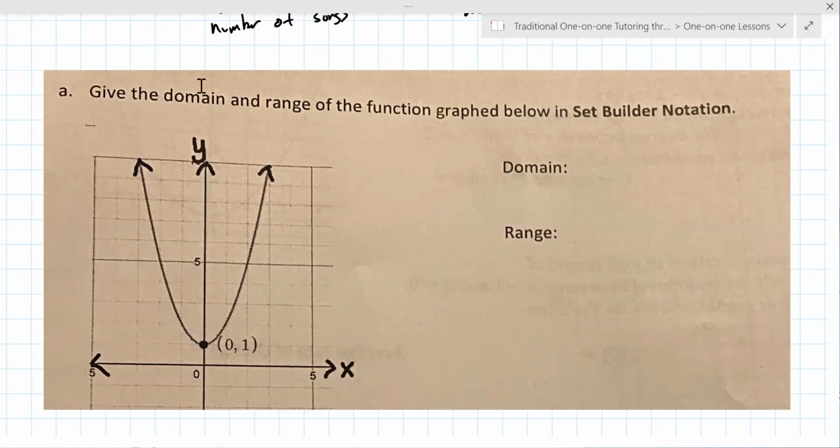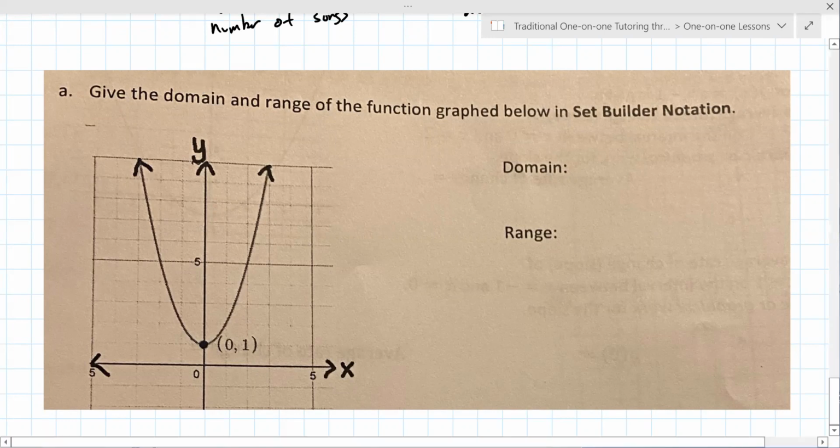Okay, domain and range of the function. Do you remember what this function is called, the name given to this one that's got this shape? Quadratic. Yeah, quadratic. Sometimes it's called U-shaped, since it opens up.